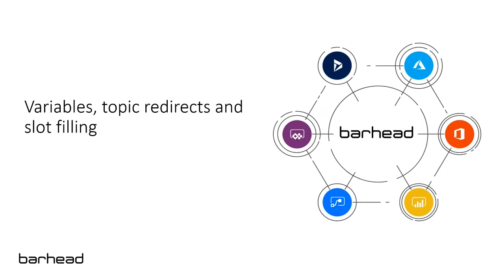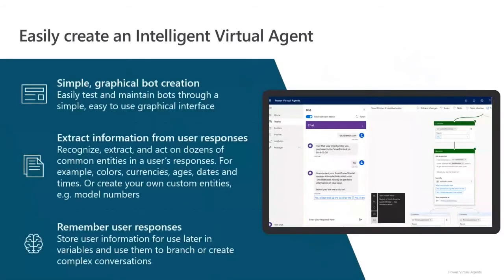All right, so let's have a look at variables, topic redirects, and slot filling. And this is where it starts to get next level clever. So we've done that first thing, which is your topics, your basic Q&A functionality. You've brought in your FAQ functionality. It's a happy place to be. So now what we're looking at is some extra functions that allow you to do clever things.